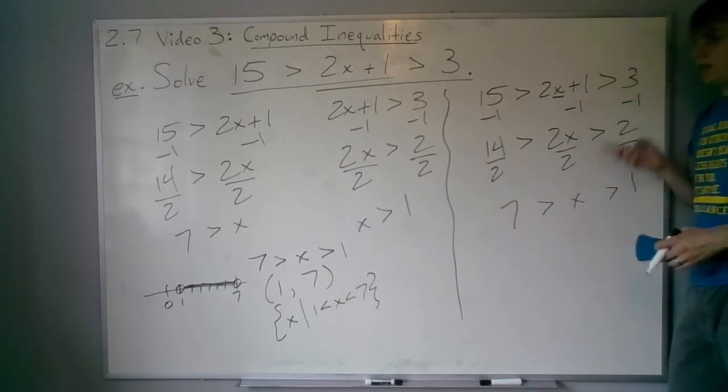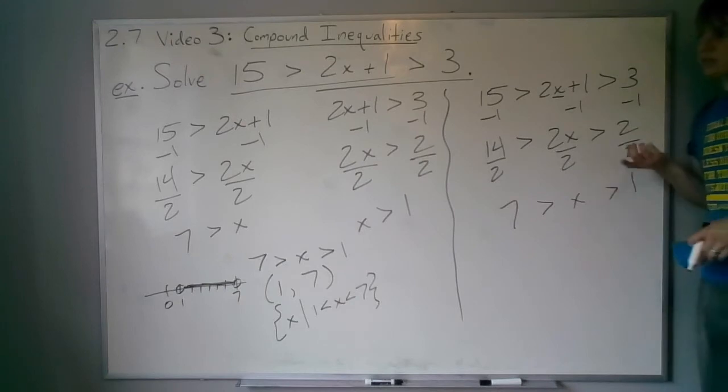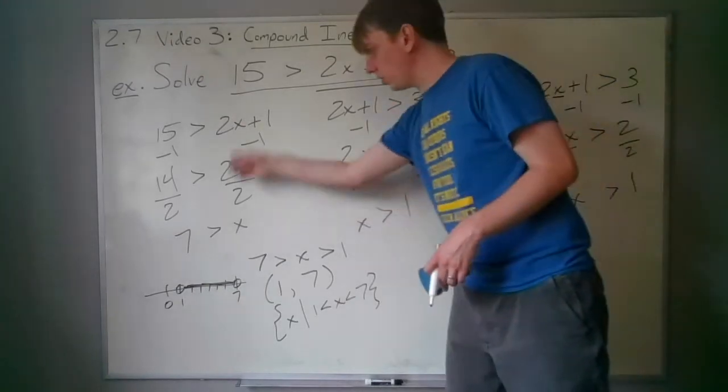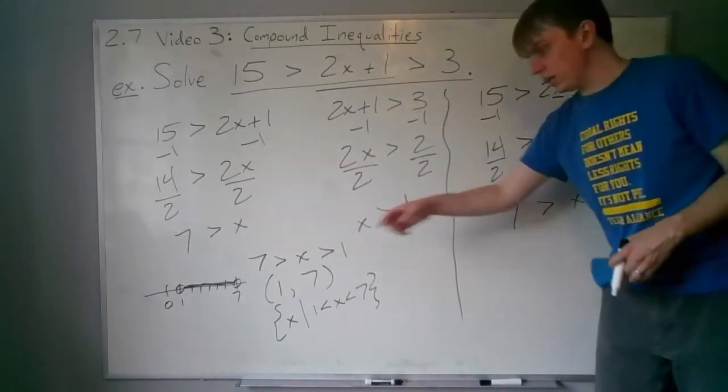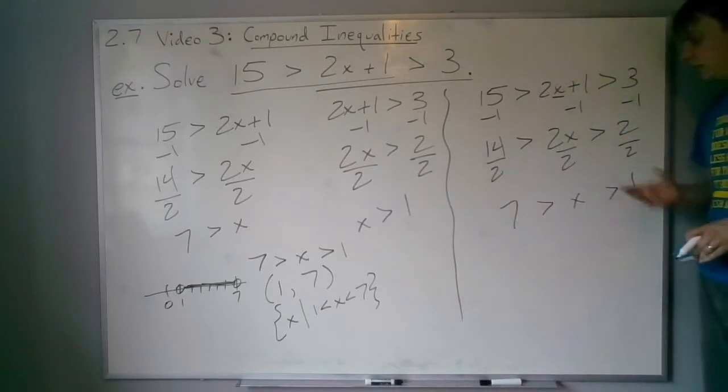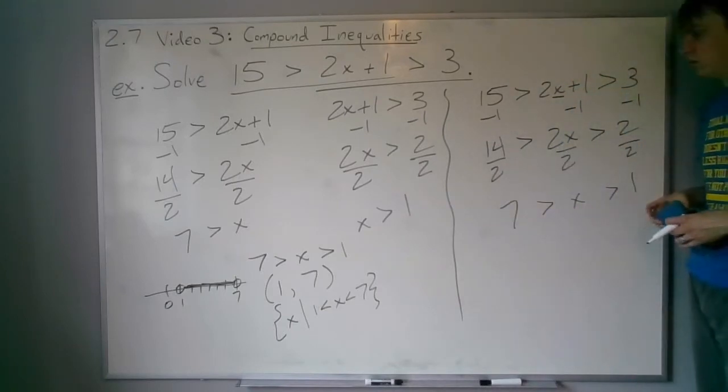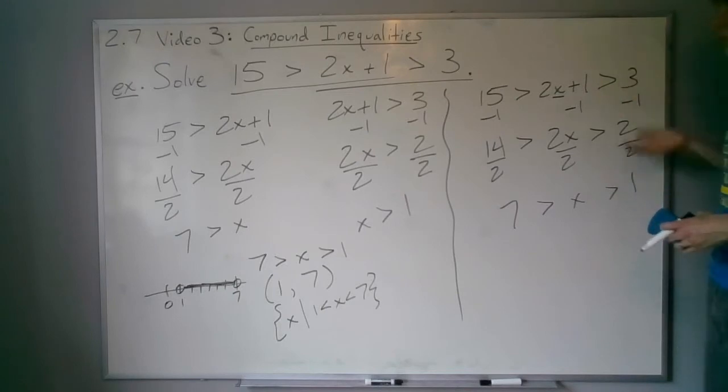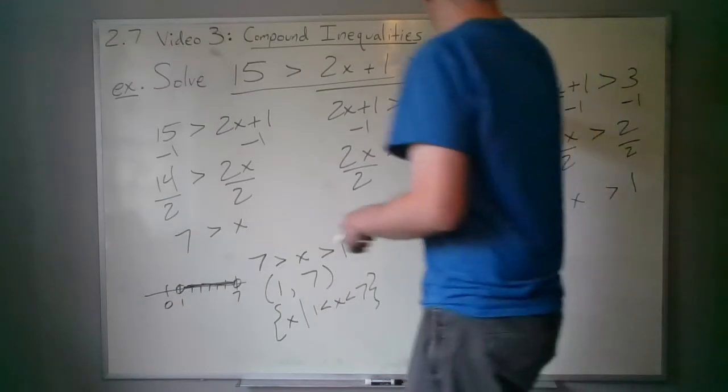And at least in my mind, this is less work and less writing because I didn't have to write this entire middle column twice, and I didn't have to then combine it as a compound inequality at the end. It's already a compound inequality. So if I can use this method, I usually do use this method. Okay, let's try another example.